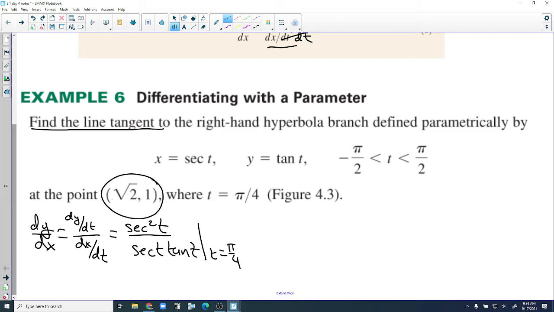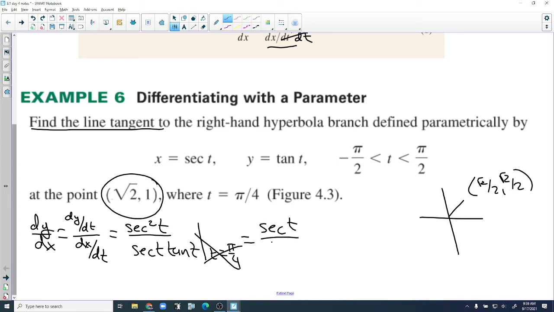Oh, secant of pi over 4 is square root of 2 over 2, square root of 2 over 2. Oh, I can cancel some of these out, by the way. Probably did this a little too early. I can go, this is secant over tangent. That'll make it a little easier. Now I'm going to evaluate when t equals pi over 4.